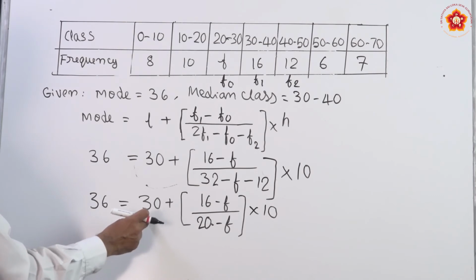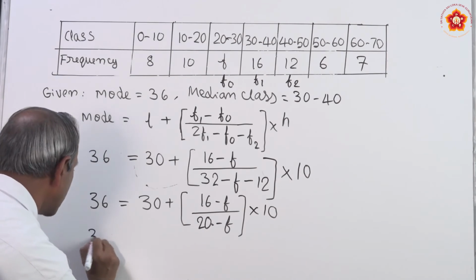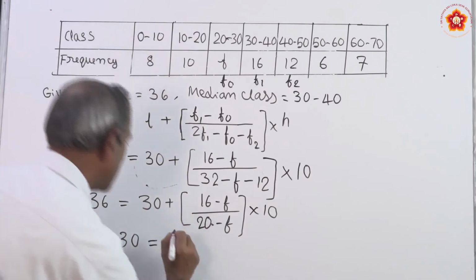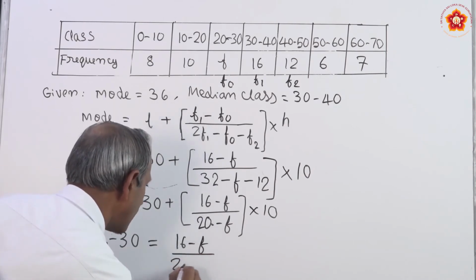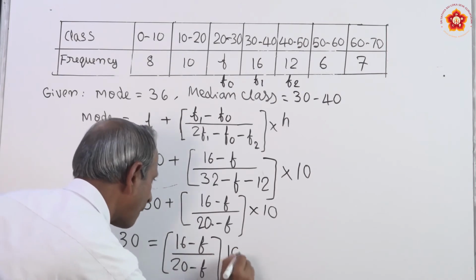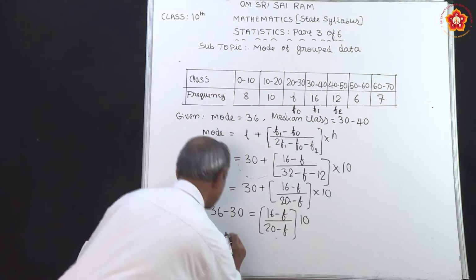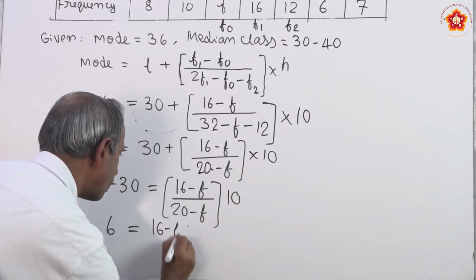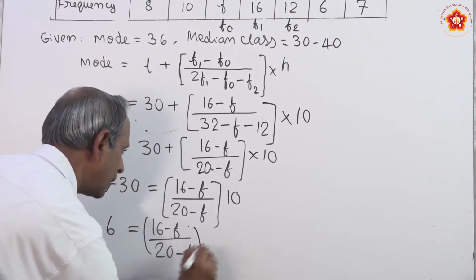Now, I will bring 30 towards the left side, then it becomes 36 minus 30 equal to 16 minus F divided by 20 minus F multiplied by 10. Now, you will get 36 minus 30, you will get 6 here. 6 is equal to 16 minus F divided by 20 minus F multiplied by 10.